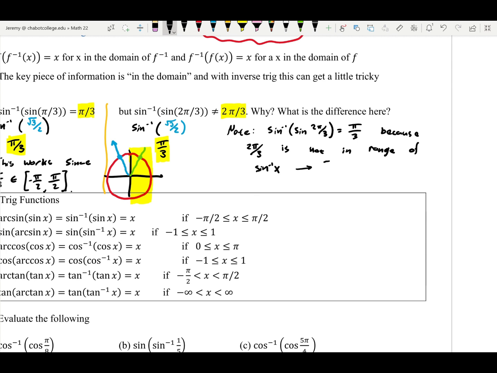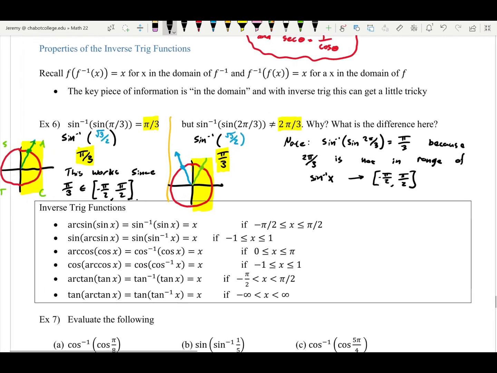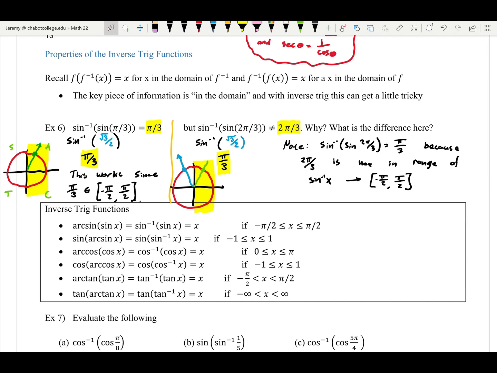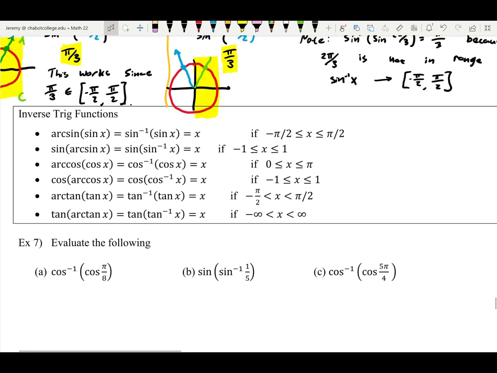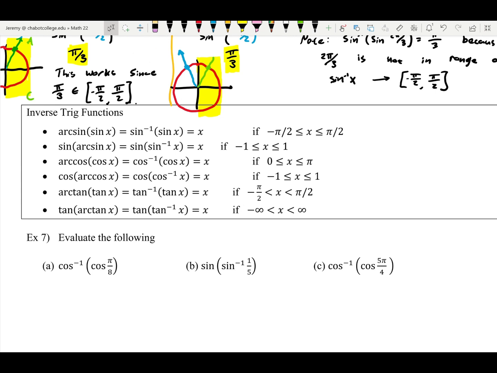Remember that restricted range is negative pi over 2 to pi over 2. So something to be careful of. We have to be careful when we're dealing with compositions of trig functions with their inverses. And then here are all the rules spelled out. If we have arcsine of sine of x, this property is only going to give us the identity function if x is in that restricted domain from negative pi over 2 to pi over 2.